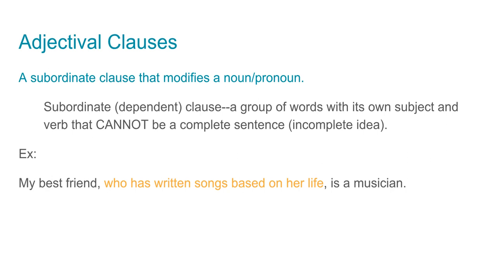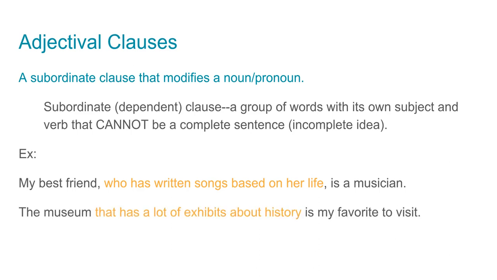We have a subject, who, and a verb, written, but "who has written songs based on her life" is not a complete sentence. In this case, it's acting as an adjective and describing my best friend. We also have "the museum that has a lot of exhibits about history is my favorite to visit." That is a subject, has is a verb, so "that has a lot of exhibits" is a subordinate clause, and because it's describing museum, it's an adjectival clause, but it's not a complete sentence.